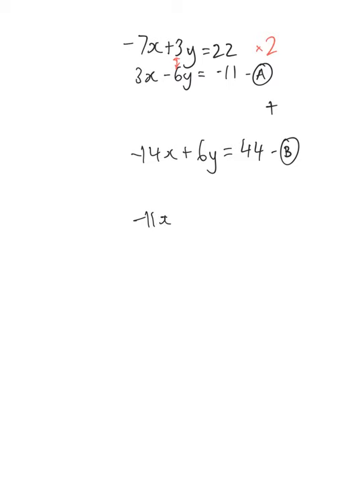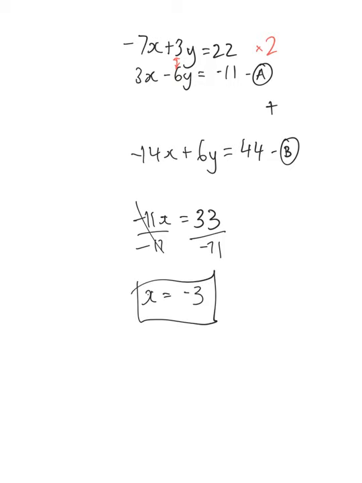The y's will cancel each other out. And then we've got 44 take 11, or negative 11 plus 44, however way you want to look at it is fine. Okay, I'm going to solve for x here. X will equal negative 3. So guys, I think with any of these, you probably won't need to use your calculator. You should be fine without it.